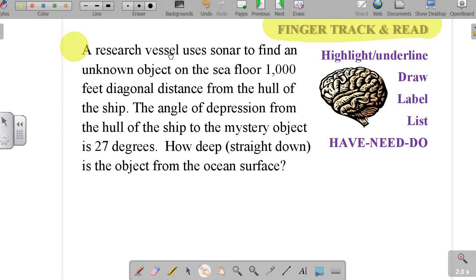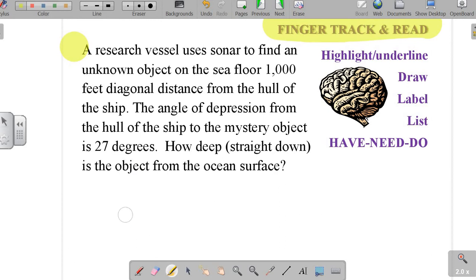A research vessel uses sonar to find an unknown object on the sea floor, 1,000 feet diagonal distance from the hull of the ship. The angle of depression from the hull of the ship to the mystery object is 27 degrees. How deep, straight down, is the object from the ocean's surface?